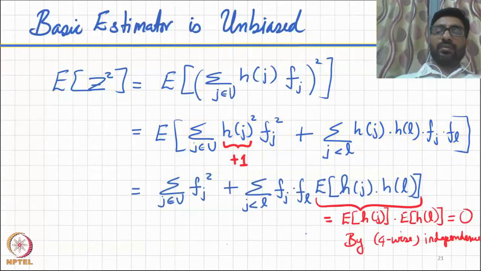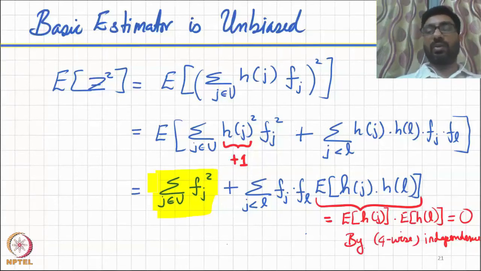And as you can see, when you apply the linearity of expectation, and also apply the fact that hj squared is simply +1, the first type of terms give you this summation over all items in the universe, fj squared. And remember, this is simply our F2, what we want to estimate. And let's look at the second term. Now, the expectation has been brought in due to linearity of expectation, and fj and fl are not random variables, so they can be brought out. hj and hl are, on the other hand, random variables.